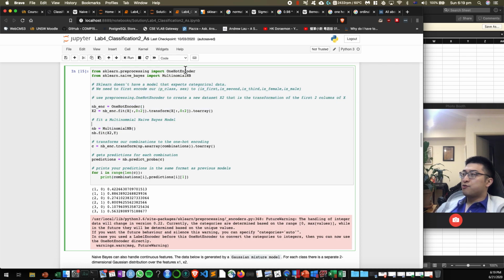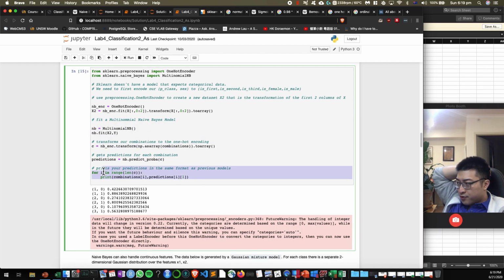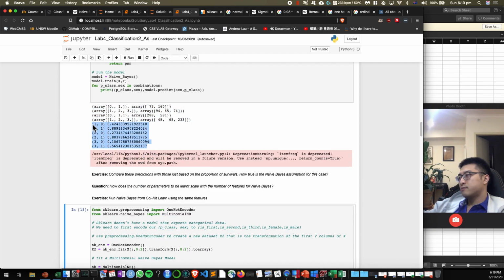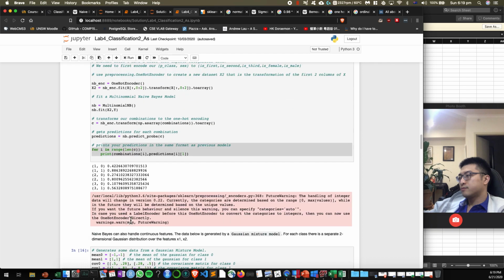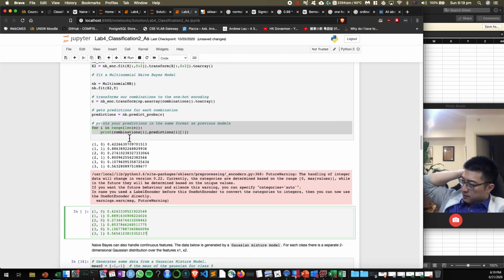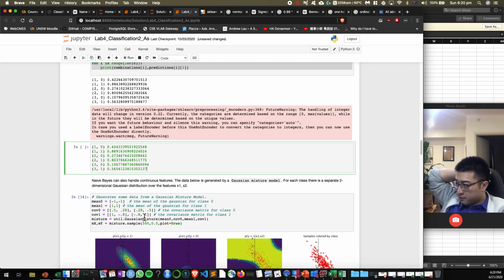So you use the one hot encoder from scikit-learn pre-processing. You instantiate a multinomial naive Bayes model, you fit it, and you run your predictions. And let's compare and contrast. Yeah, it's pretty similar, isn't it? Cool. What else?